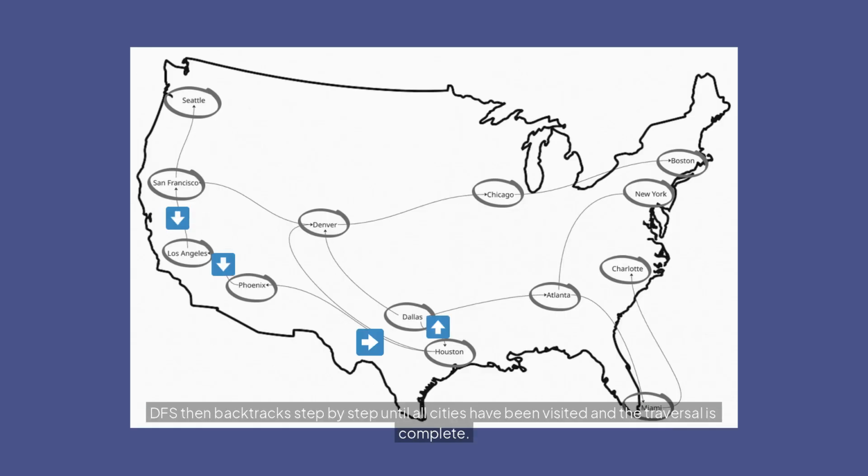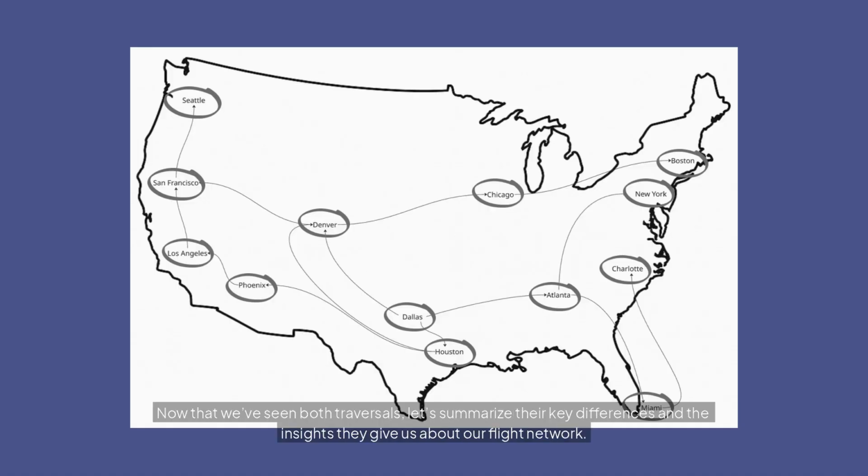DFS then backtracks step by step until all cities have been visited and the traversal is complete. This recursive pattern of going deep, returning, and then moving on is the essence of depth-first search. Now that we've seen both traversals, let's summarize their key differences and the insights they give us about our flight network.